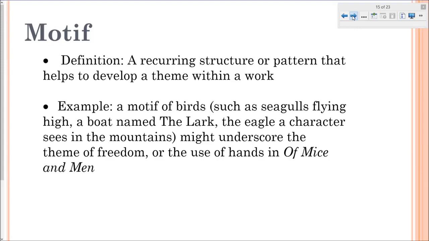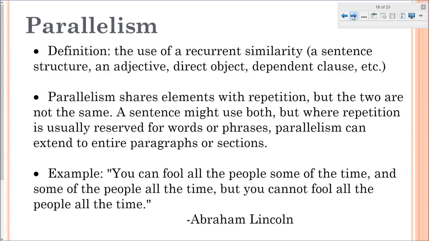So that's pretty easy. And we'll move ahead to parallelism, which is one of two terms that students sometimes struggle with just a little bit, only because it's similar to repetition. And we'll talk about that a little bit later. But our definition for parallelism is the use of recurrent similarity, a sentence structure, an adjective, direct object, dependent clause, etc. Parallelism shares elements with repetition, but the two are not the same.